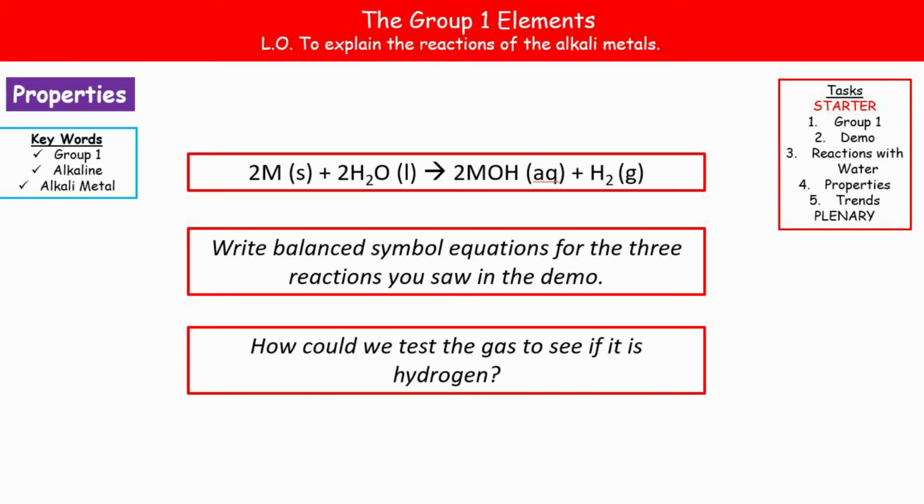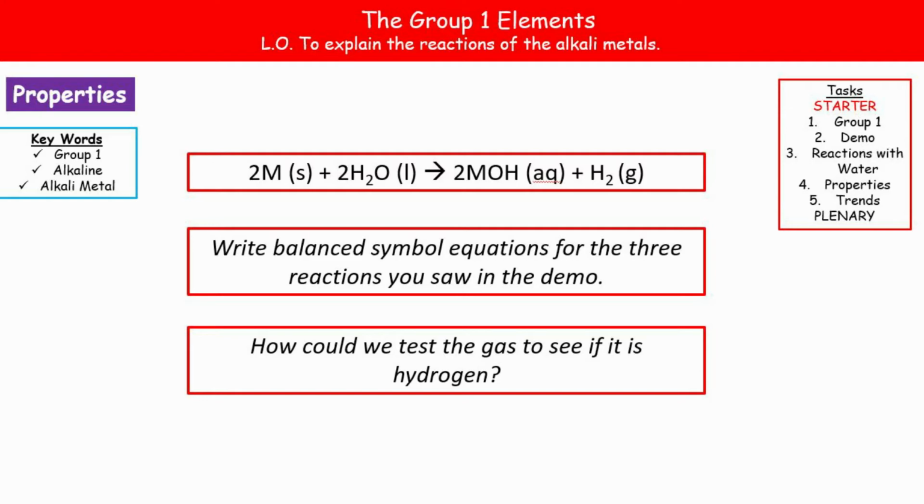So word equations are the easier of the ones to deal with. Now we need to look at the balanced symbol equations. At the top I've given you the general balanced symbol equation for the alkali metals reacting with water. The capital M represents our metal, H2O is water, the OH after the M on the right hand side is our metal hydroxide, and H2 is hydrogen.